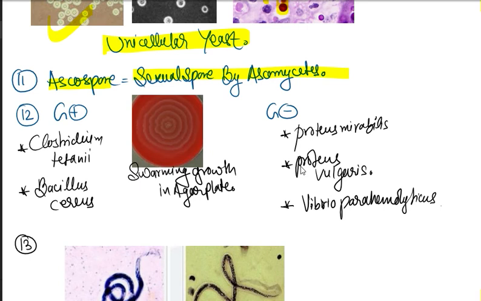What is this? Next one, this is swarming growth in an agar plate. It can be shown by gram positive and gram negative bacteria. Examples of gram positive that show it are Clostridium tetani and Bacillus cereus. Examples of gram negative that show swarming growth are Proteus mirabilis, Proteus vulgaris, and Vibrio parahemolyticus.